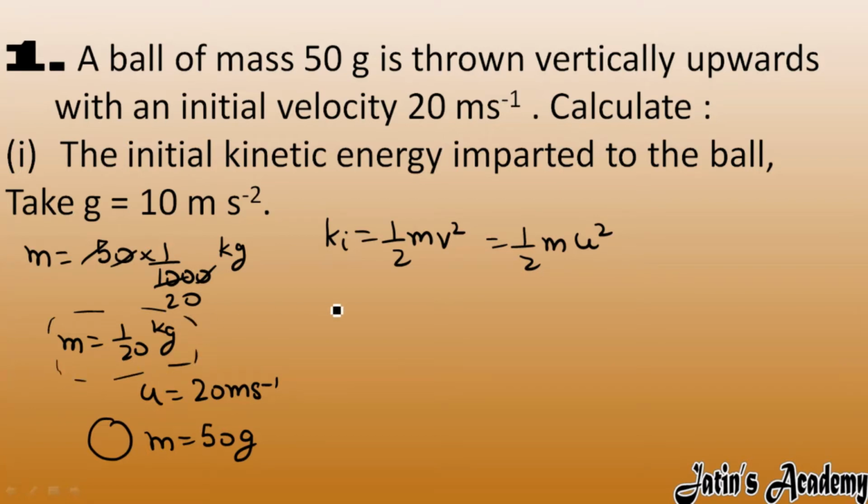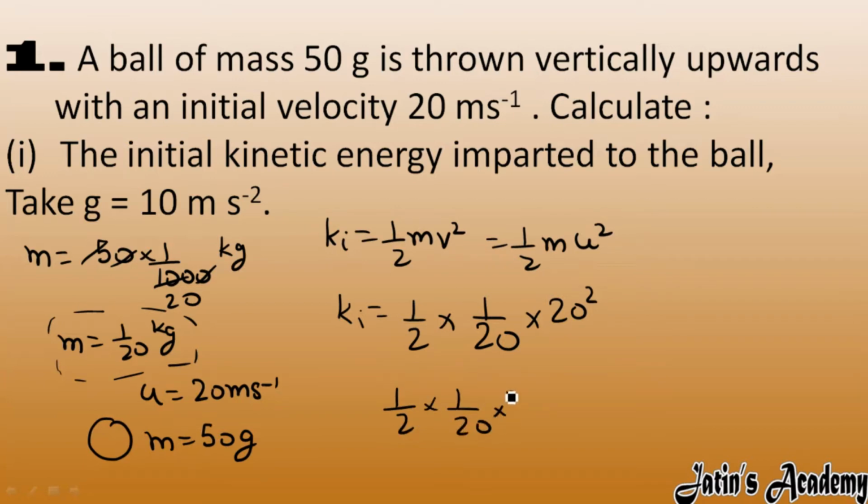Now let's calculate the kinetic energy. Initial kinetic energy is half, mass is 1 by 20, and velocity square, velocity is 20, so 20 square, just write it as 20 into 20. Here 20 and 20 cancel out, 2 with 10, 20, that is 10 joule. It means the initial kinetic energy imparted to the ball is 10 joule.